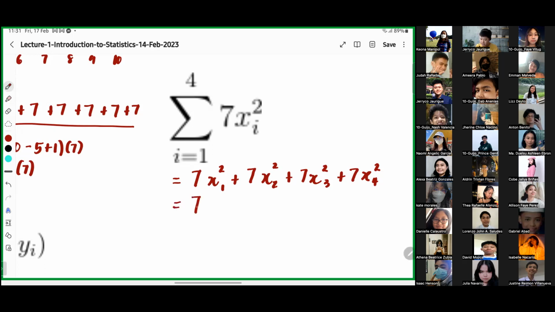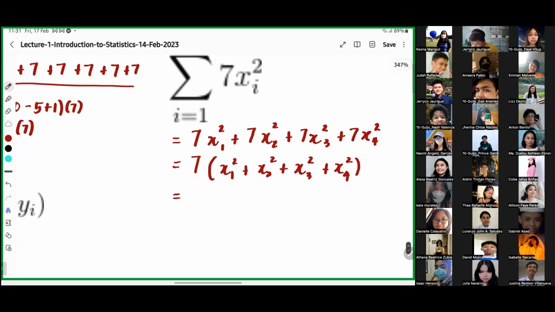So pwede siyang gawing 7 times x sub 1 squared plus x sub 2 squared plus x sub 3 squared plus x sub 4 squared. Alright, look at this. Itong nasa loob na to, we can write this in summation form. Anong summation form nito? Do you agree with me that this is equivalent to the summation of x sub I squared from I equals 1 to 4? And then we still have 7 outside.